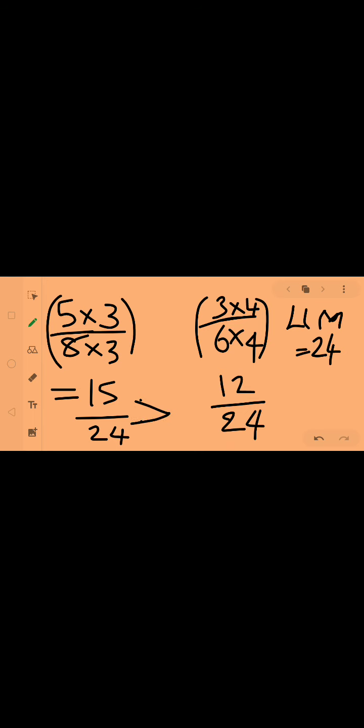15 by 24 is greater than 12 by 24. Now 15 by 24 is 5 by 8, and 12 by 24 is 3 by 6. So finally we get 5 by 8 is greater than 3 by 6.